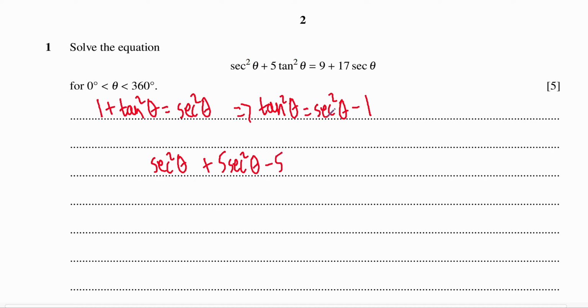So if I distribute the 5, we have 5 sec squared minus 5, and that's equal to 9 plus 17 sec theta, or secant theta. Well, this is a quadratic equation, but it's in terms of secant theta. So what can we do?